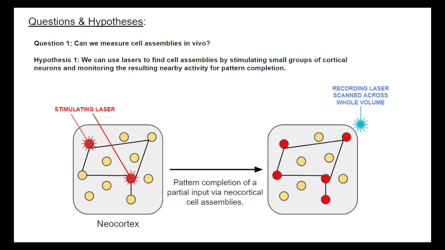And I think we could use lasers, two different lasers, one to stimulate a small group of cortical neurons, and the other laser of a different light to monitor the resulting nearby activity for pattern completion. And I'll get into it, but this is going to require 2 genetic modifications to be able to have these 2 different lasers cause 2 different proteins to glow in neurons. But the idea would be something like this.